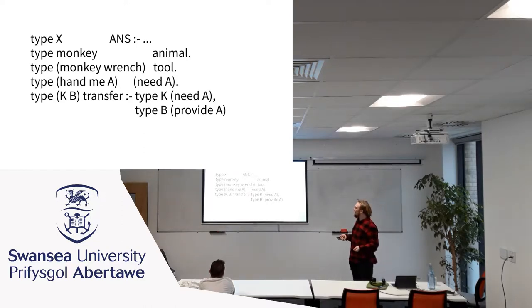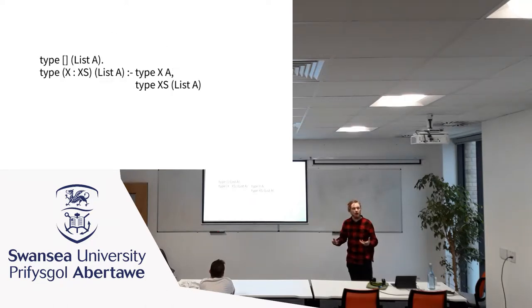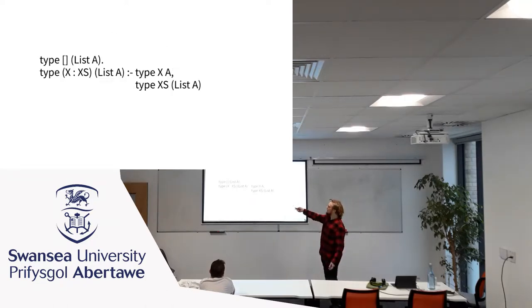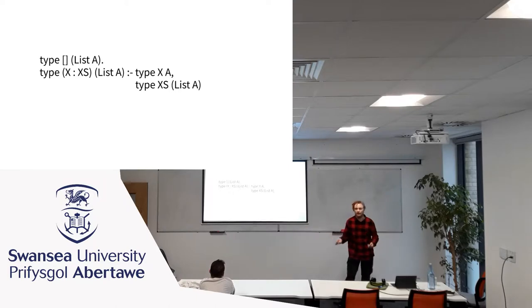So let's see today what we can do with types. One example that actually occurs in programming is how we could define a list type. So we just say, okay, this is an empty list. It's of just type some list A, where A is essentially the variable that says which types of things are in the list.